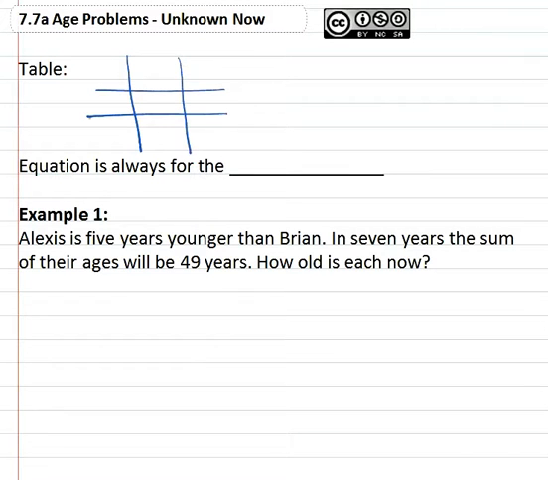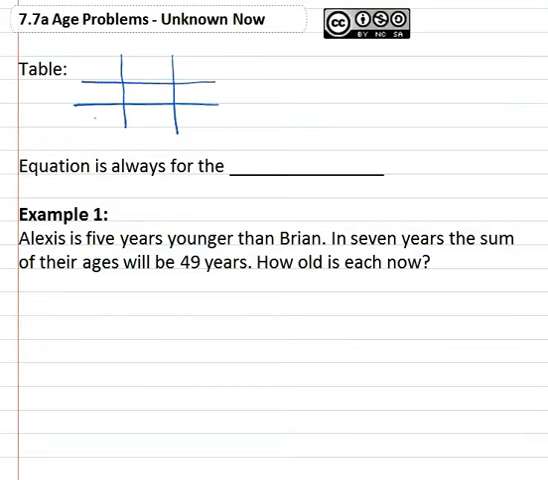Looking like a tic-tac-toe grid, maybe I should line it up with the lines on the paper here. Set up a tic-tac-toe grid. We're going to be interested in the two people. We'll put their names in the first column, maybe A and B, to represent Alex and Brian. And then in the next column, we're going to put whatever we know about their age right now.